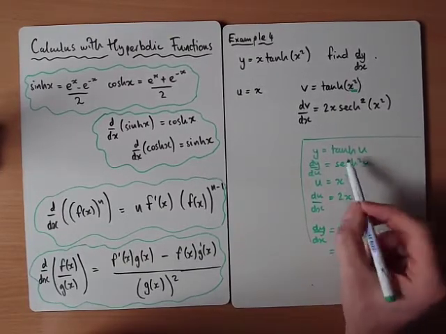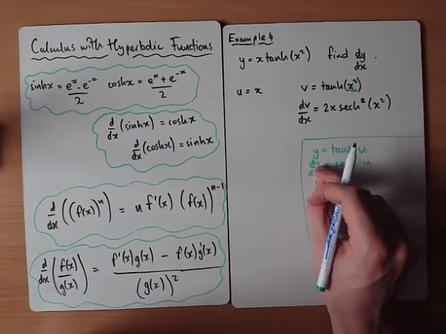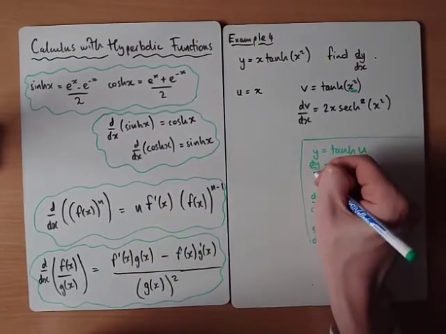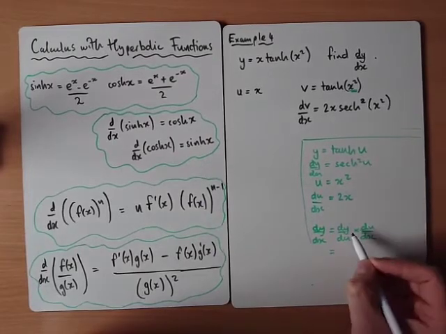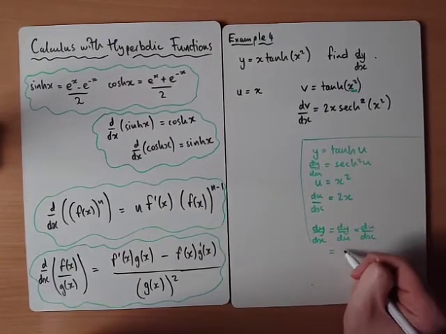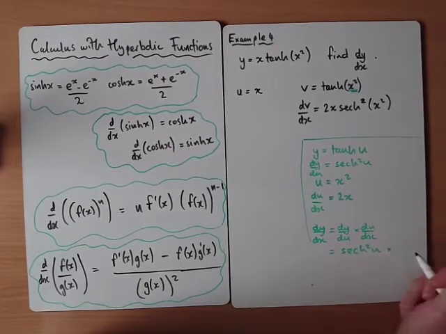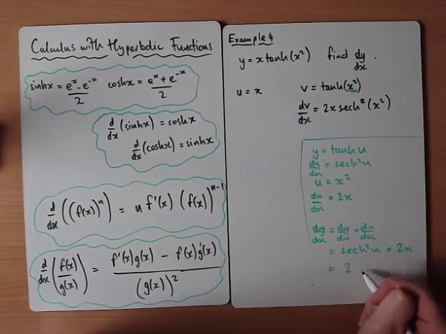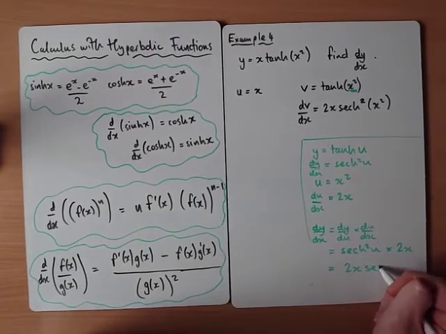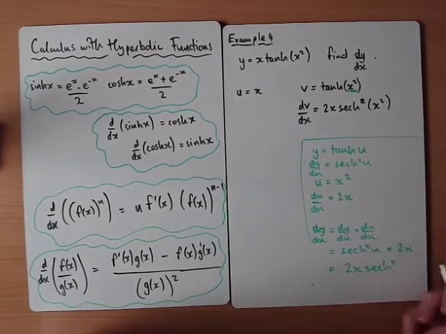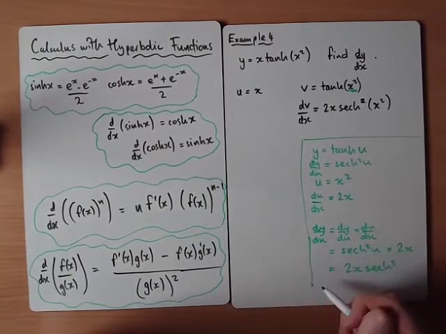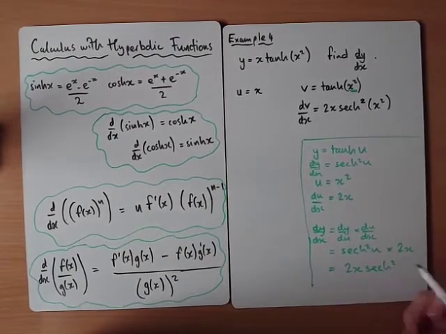So from this substitution, if we multiply these together, dy by du, which is sec squared of u, times by du by dx, which is 2x. So that would give us 2x sec squared u. Now don't forget, obviously, if you are going to do it as a substitution like this, just remember to replace it back. So u is just x squared, isn't it?